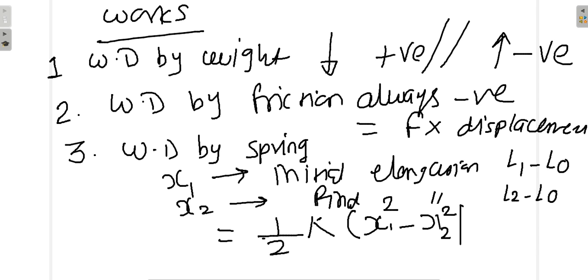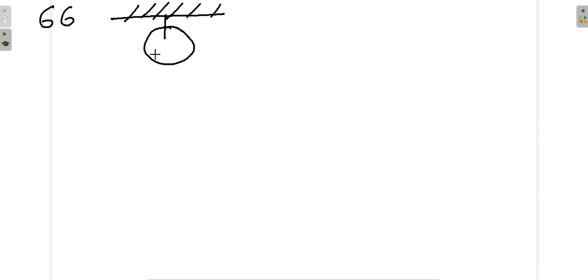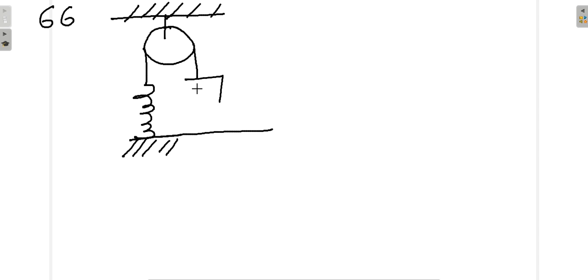So using this principle, now let us try to solve this example. Let me draw the figure for you. This is H.C. Verma sum number 66. There is a pulley. One end of the pulley is attached to a spring and it goes to the ground. On the other end, a mass is hung which is 1 kg.